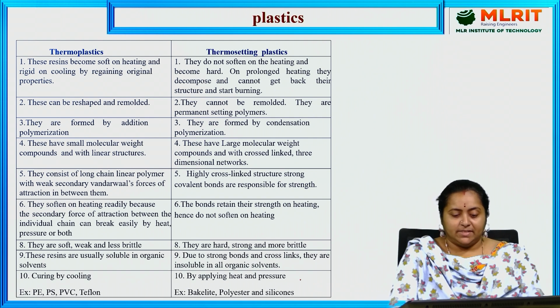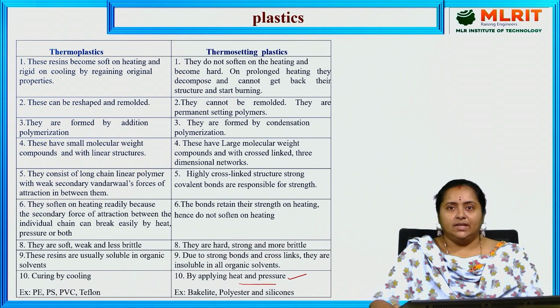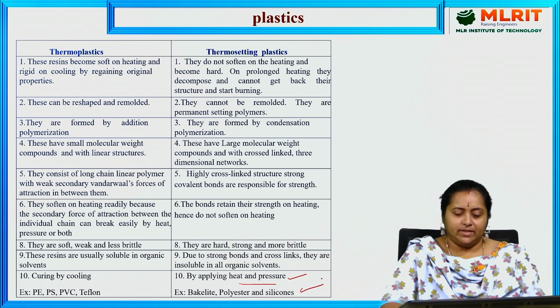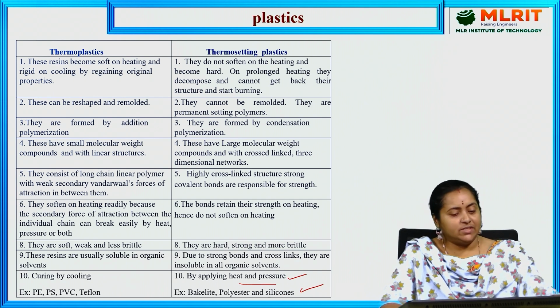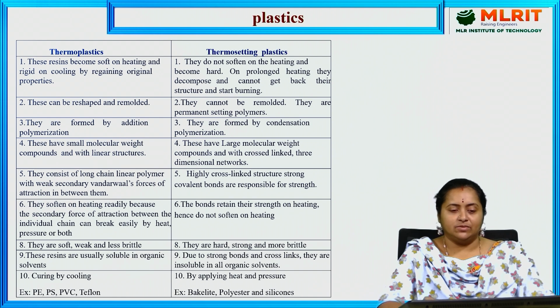Coming to thermosetting plastics, this curing process can be done by subjecting them to some amount of temperature and pressure. Then only that material becomes very hard, or we can say rigid and tough in nature. Examples for thermosetting plastics include bakelite, polyester and silicones. So in our syllabus we have bakelite. So this is about different categories of polymers, that is plastics, and plastics are again subcategorized into two types, thermoplastics and thermosetting plastics. Its definition, introduction, and then examples we discussed.